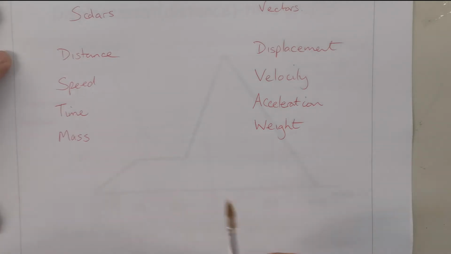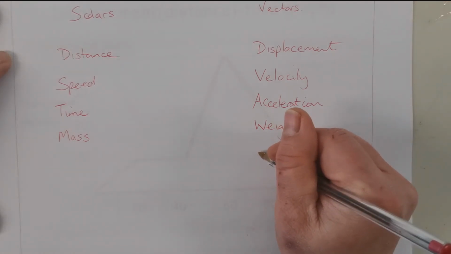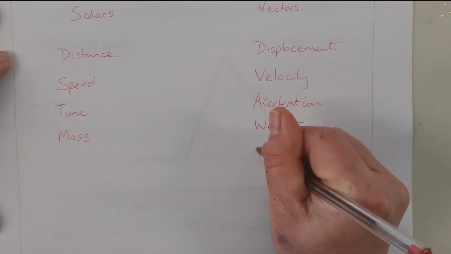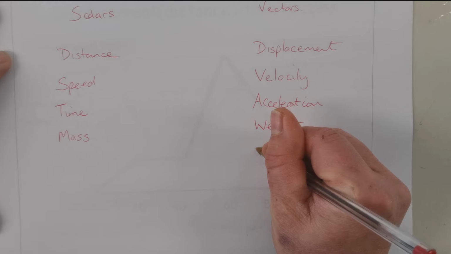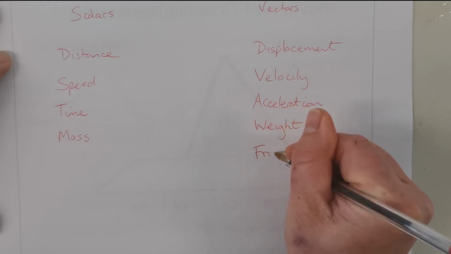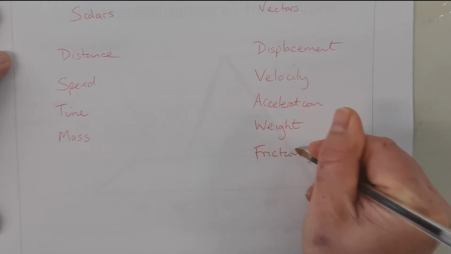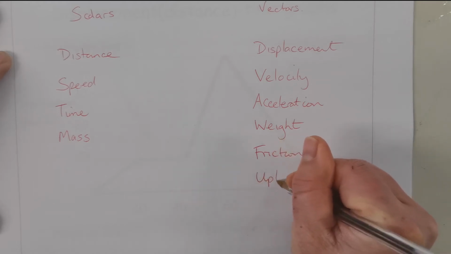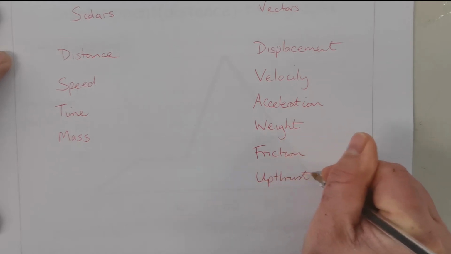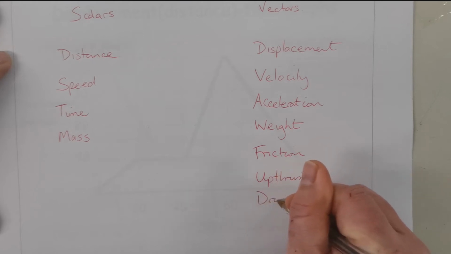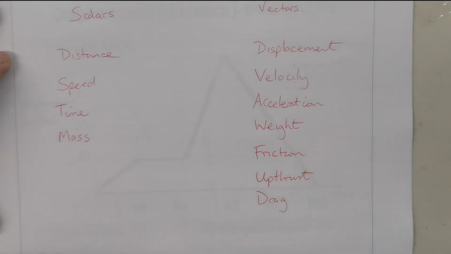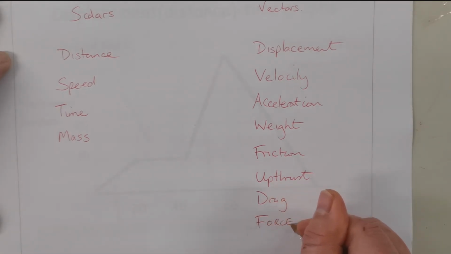Let's give you one more example. All forces are vectors because they all have a direction. So we could also go with friction. And upthrust, there'd be another one. And drag. Anything that's a force is a vector. So just all forces in general. And they are probably all the ones that you need to know.